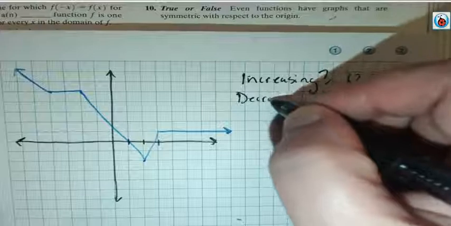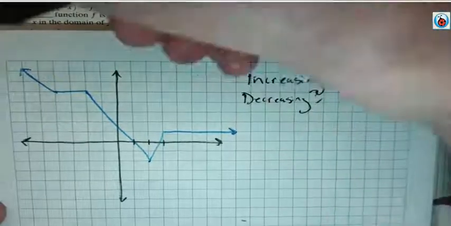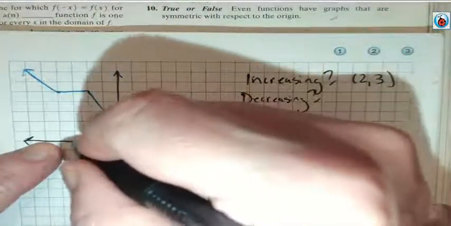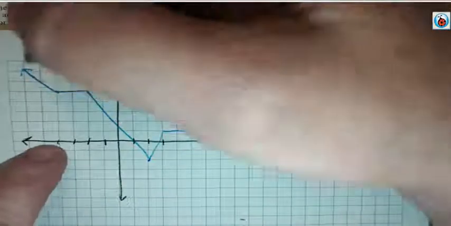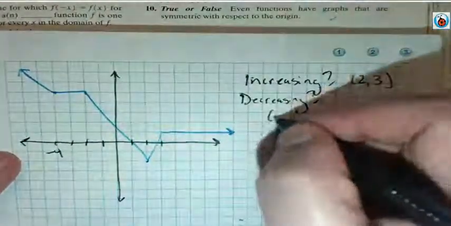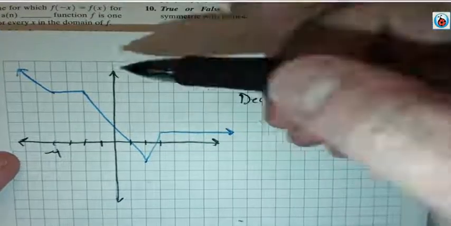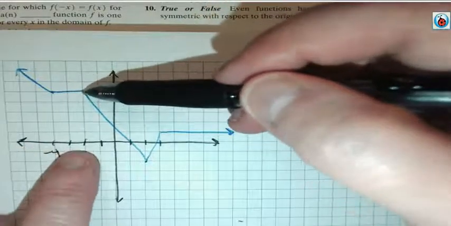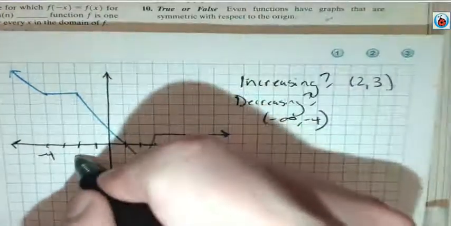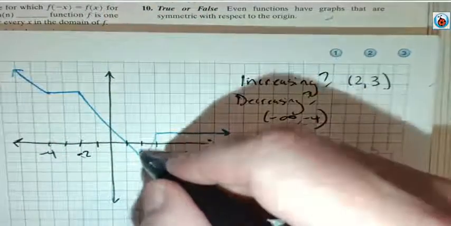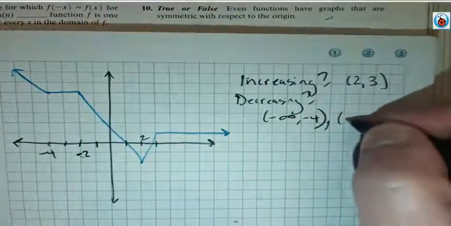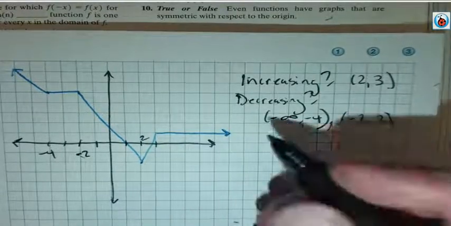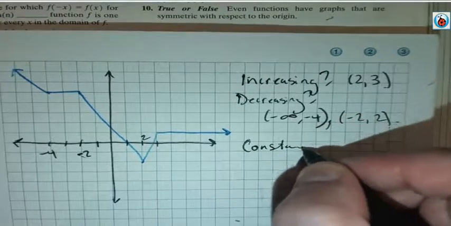Where is it decreasing? When I'm coming in from -infinity up until I get here, I'm going downhill. So from -infinity to -4, so that's an interval when x is between -infinity and -4. But where else? Also on this bit, and this is when my x values are between -2 and +2. And anywhere else? No.